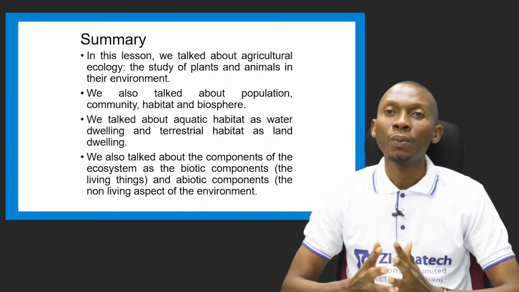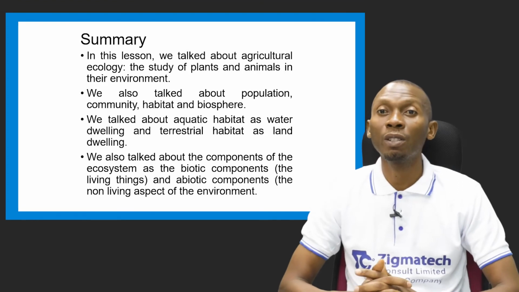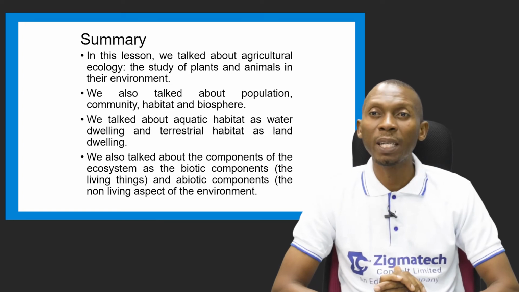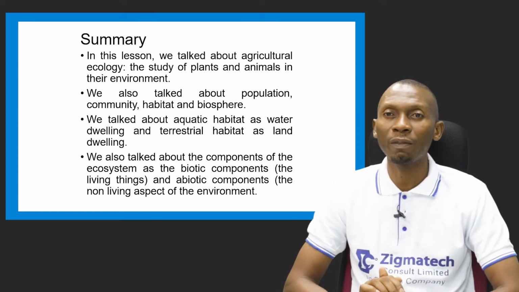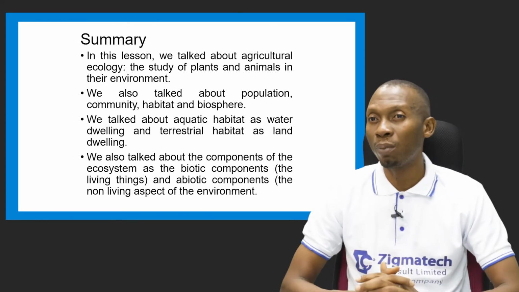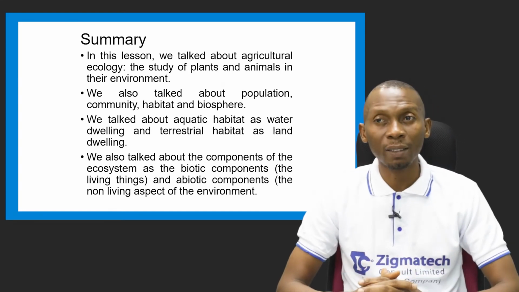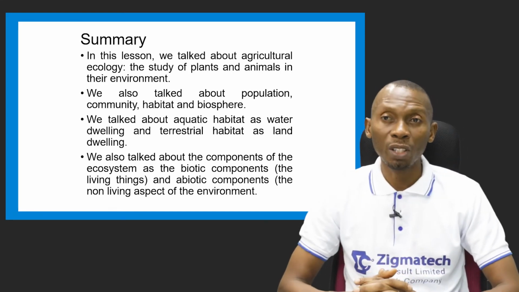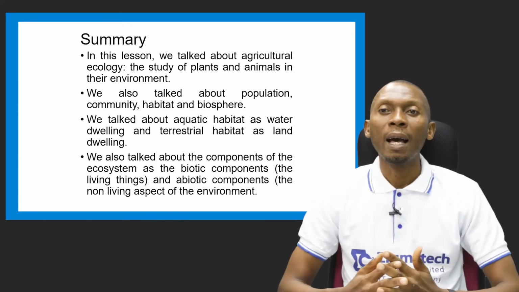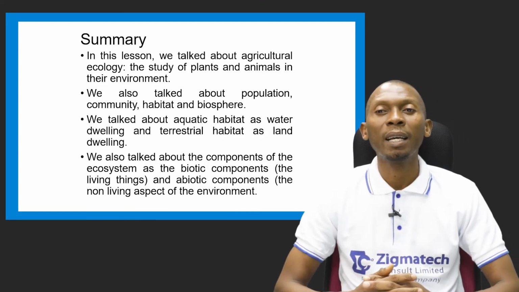Okay, so we need to just have a recap. We've learned quite a lot today, so let's just have a recap on what we've learned so far. In this lesson, we talked about agricultural ecology, which has to do with the study of plants and animals in the environment. We also talked about basic ecological concepts, which has to do with population, the community, habitat, and biosphere. We defined these various ecological concepts. We also talked about the aquatic habitat as a water-dwelling habitat and the terrestrial habitat as a land-dwelling habitat.